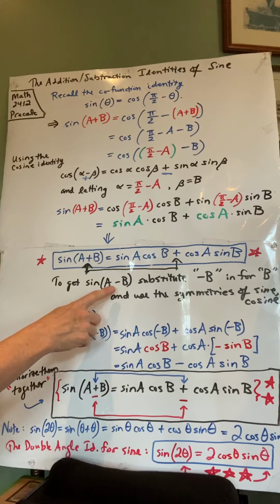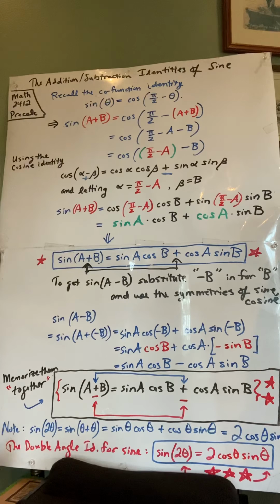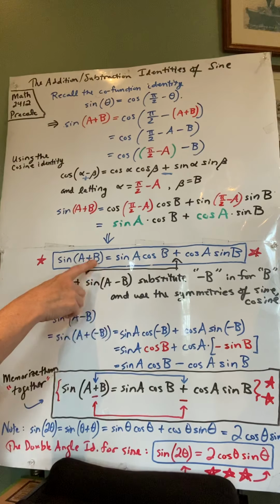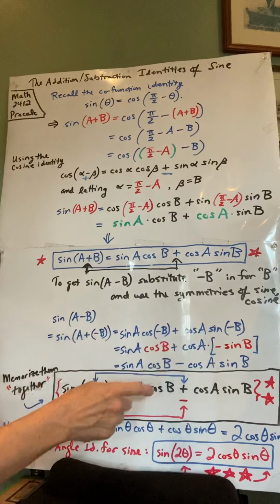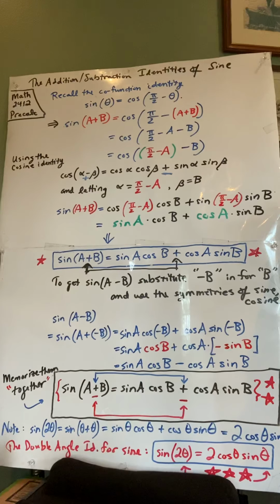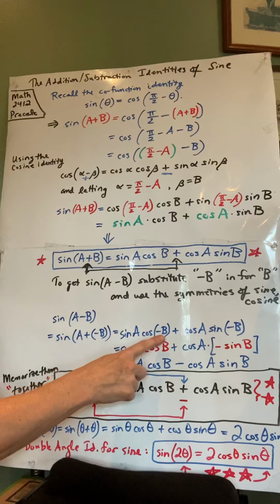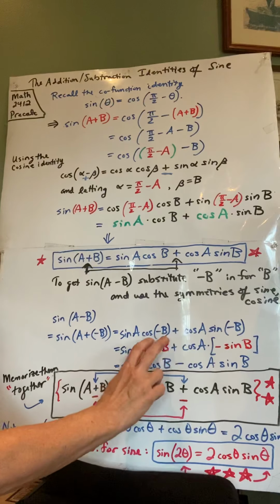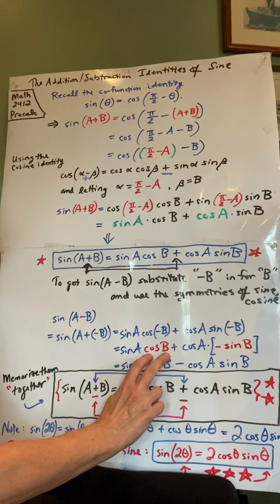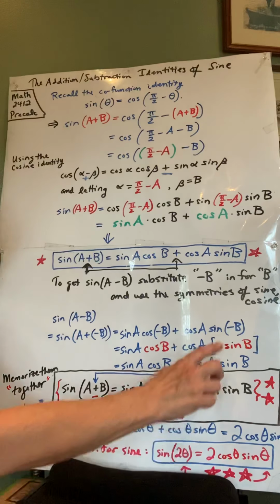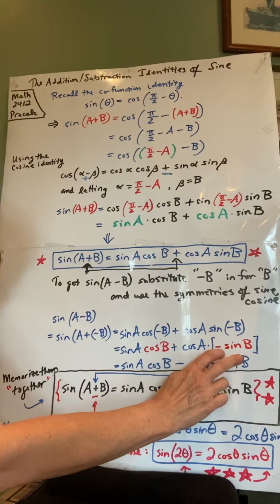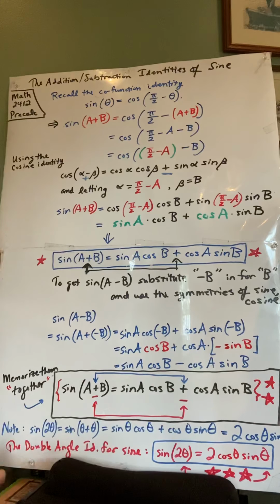To get the sine of a minus b, remember the trick from before. Substitute in for b the opposite of b and use the symmetries. So the sine of a minus b, once you have this one memorized, you just plug in a minus b for every b. The cosine of the opposite of an angle is just the cosine of that angle. The sine of the opposite of an angle is just the opposite of the sine of that angle, because cosines are even and sines are odd.